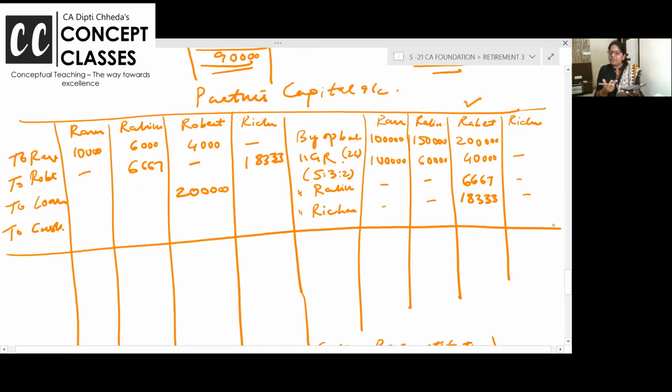Actually, you can continue in the same account because profit and loss are not there in this problem. 2,40,000 plus 6,667 plus 18,333. So 2,65,000. 61,000.